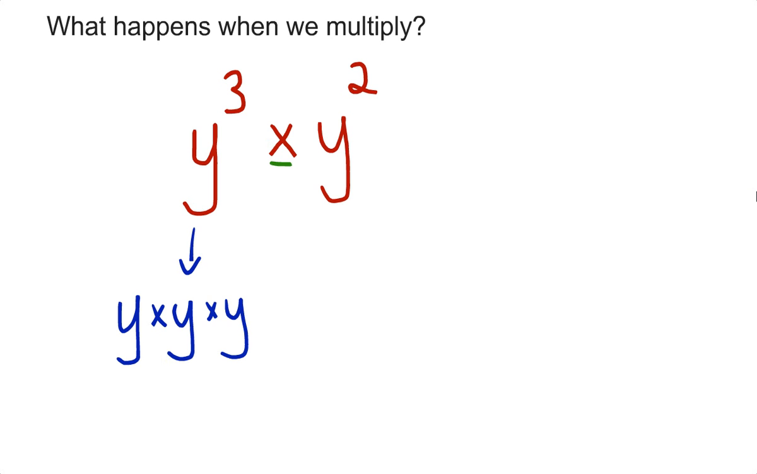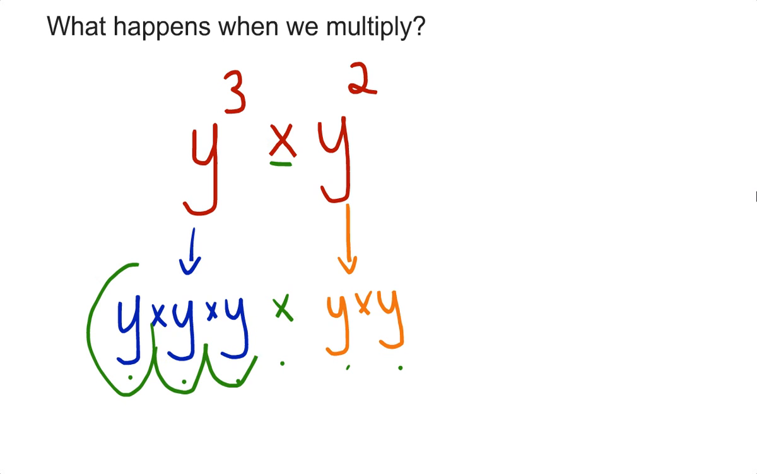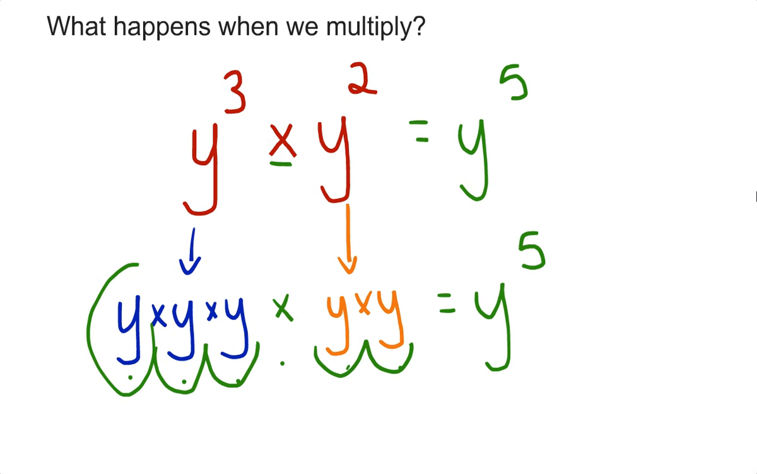Now if we ignore this times sign at the moment and we rewrite this as y times y, then what have we got when we put the times sign right back in the middle? We've got y times y times y times y times y. So how many y's have we got? 1, 2, 3, 4, 5. So y to the 5. So the answer there is y to the 5.